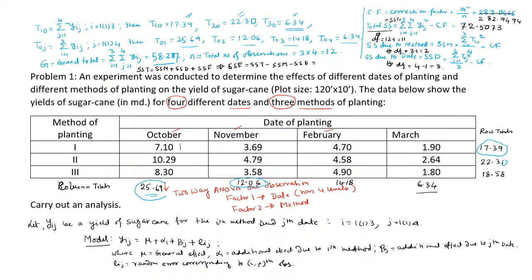And SSE, error degrees of freedom, is equal to 11, because it is also using the additive property of degrees of freedom. You can write that error degrees of freedom equal to 11 minus 2 minus 3, which is equal to 6. So please tell me these values SSE, SSM and SSD. Please tell me the SSM and SSD.